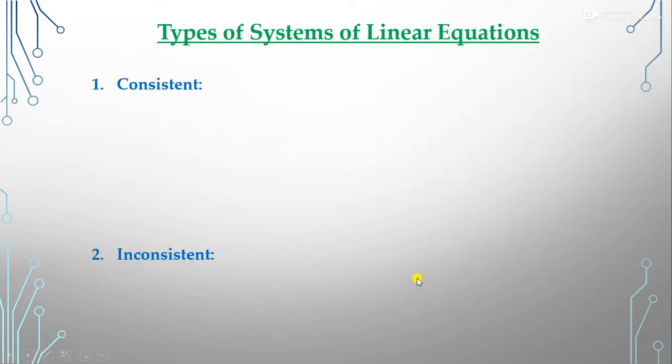Next, how can we find the solution by the rank method? You know that if our system is consistent, we have two types of solution: unique solution and infinite number of solutions. Now, by the rank method, how can we solve it?